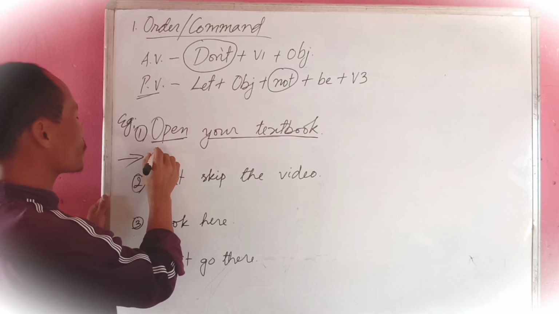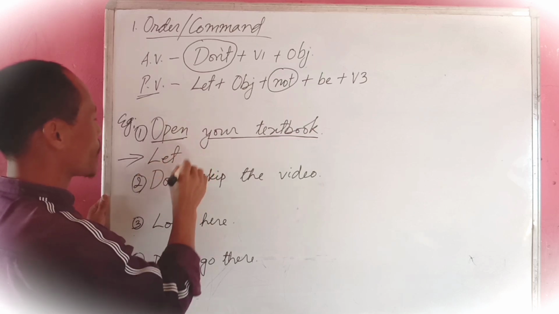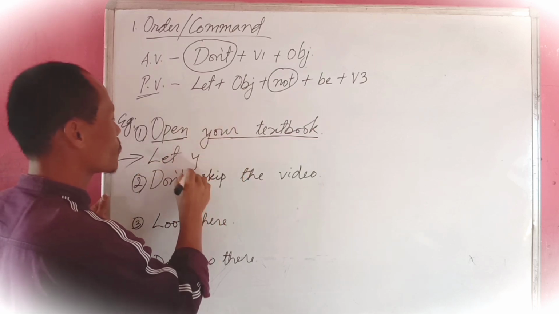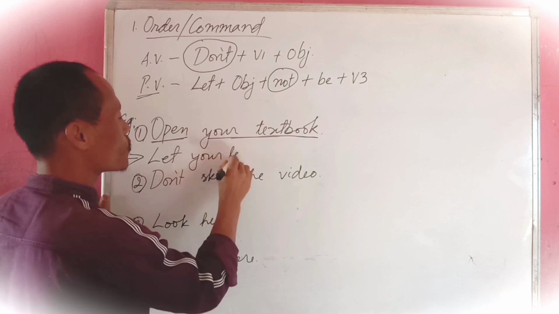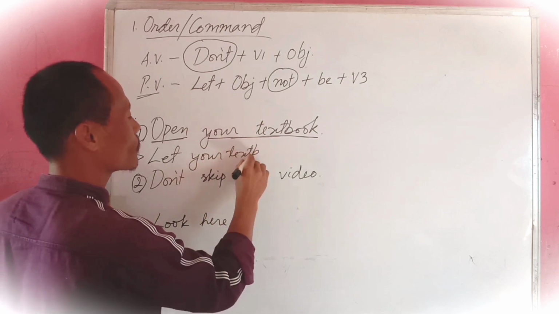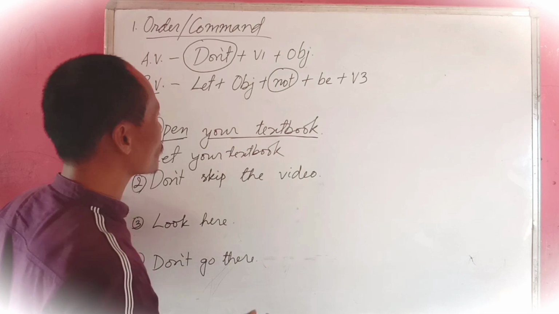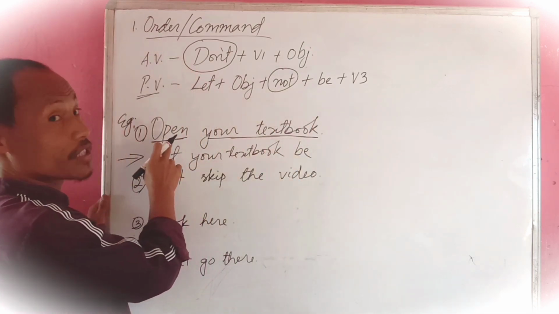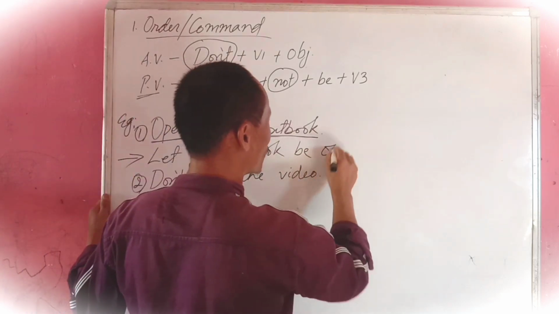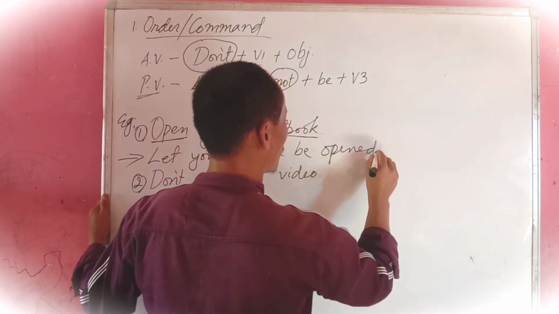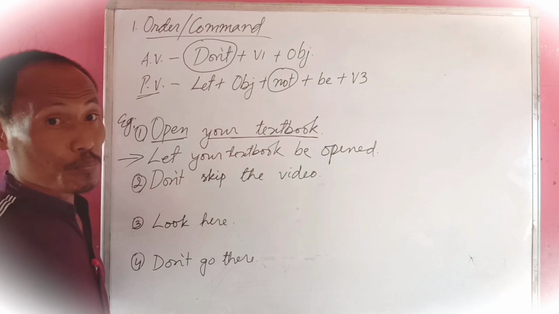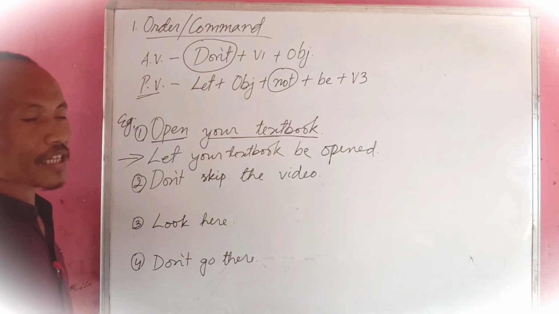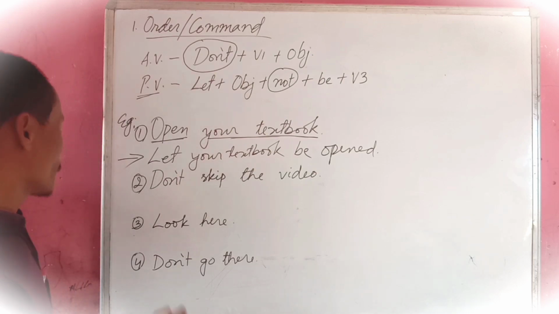So, as per the formula, we will start the sentence with let plus object, your textbook will come, your textbook, plus be, and the verb open, we will change into third form, that is opened. Let your textbook be opened. Like this, we can change into passive voice.